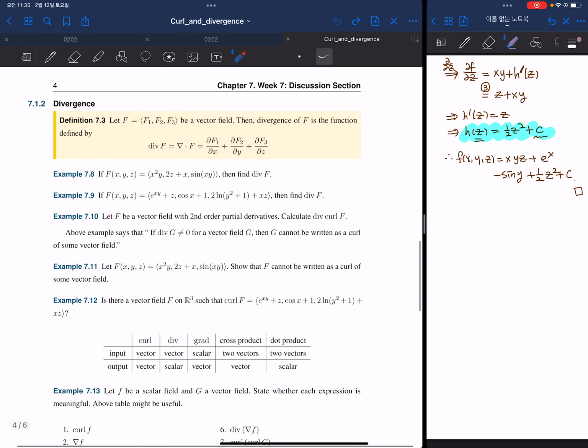And then the divergence. Divergence is defined as the del operator dot product with F, so it is defined like this. One main difference between the divergence and the curl is that curl F is a vector field, but divergence F is just a scalar function. So here, let's find divergence F.